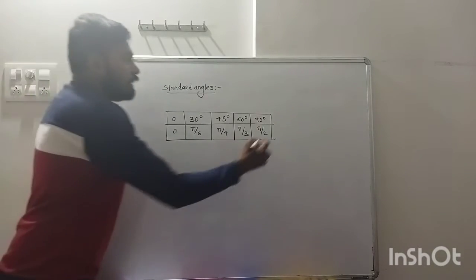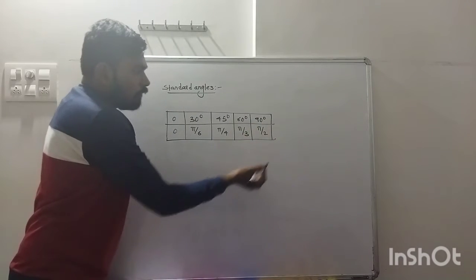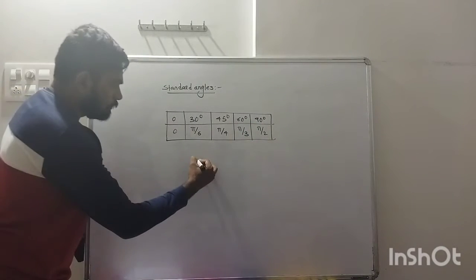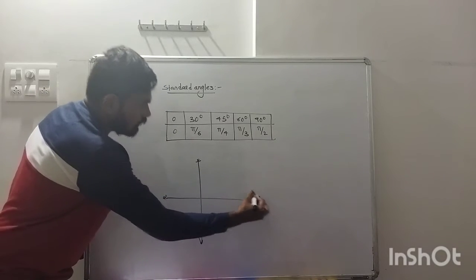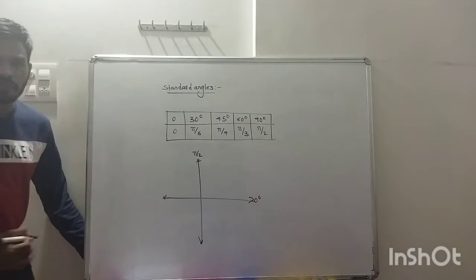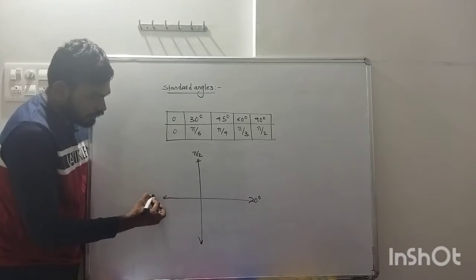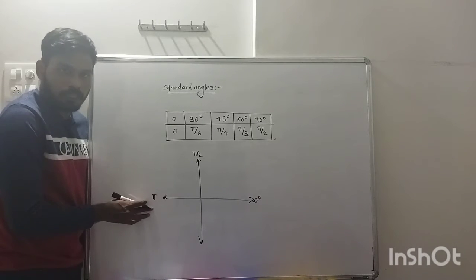And along with that you can remember this also, the angles which are on the axis. I will show you angles which are on the axis. See, this is 0 degree, this is pi by 2. Along with this you can remember this also. This is pi, 180 degree, which is same as pi. You can calculate and check.